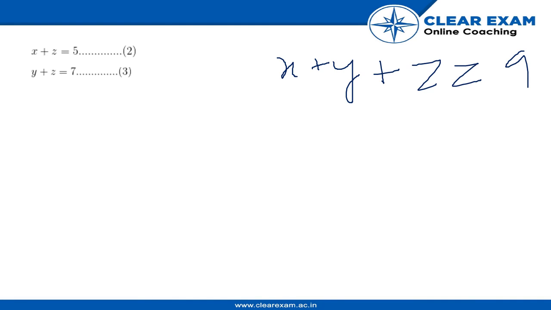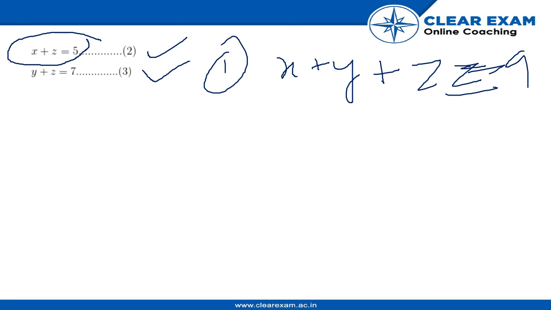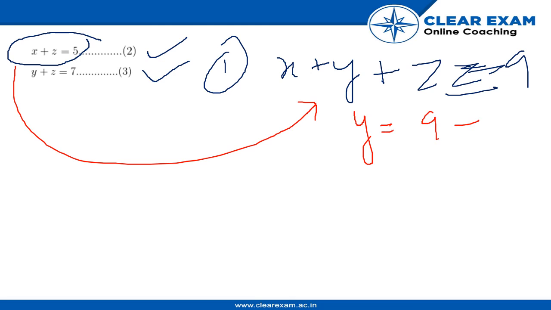So now we have three equations. First equation was x plus y plus z is equal to 9. This was our first equation, and our second equation is this one, and our third equation is this one. So how do we solve these three equations? What we do, we replace x plus z is equal to 5 in the first equation. Doing that, we get our y is equal to 9 minus 5, that is equal to 4.